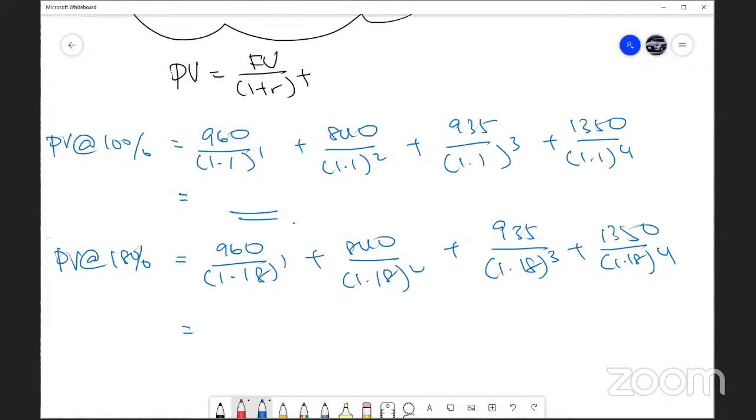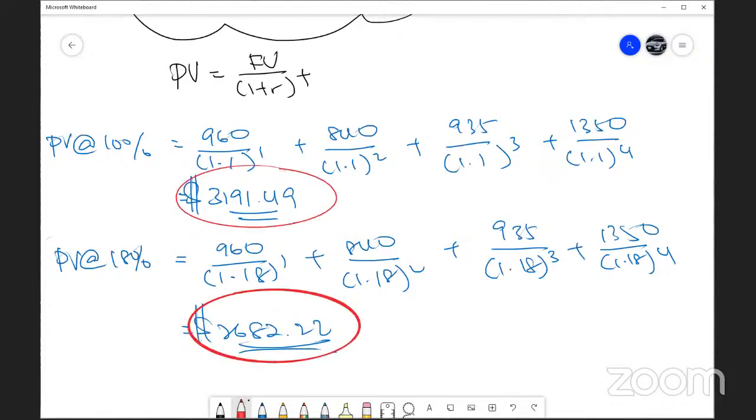Okay? So this is called multiple cash flow. You discount it backwards in the end of the day. All right? So the answer you will get is $3191.49 and $2682.22.